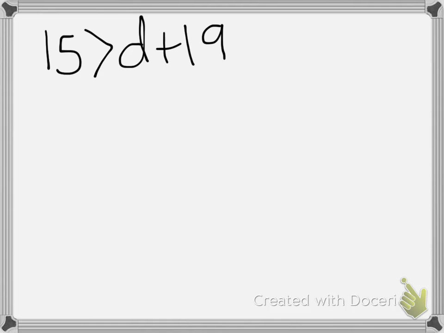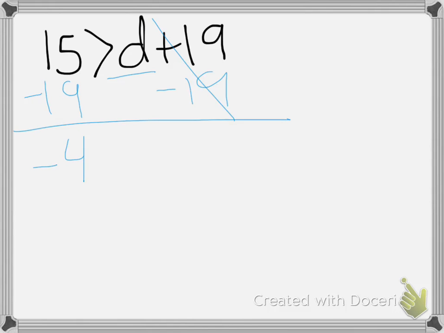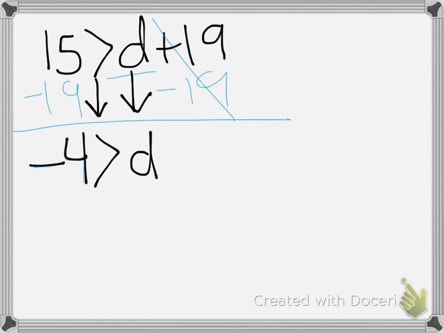All right, our first example is going to be 15 is greater than D plus 19. We're going to subtract 19 from both sides so that we can isolate D. 15 minus 19 is going to give me a -4. I bring down my D, I bring down my symbol. So this says that -4 is greater than D. If I wanted to reverse it, I could also say that D is less than -4.